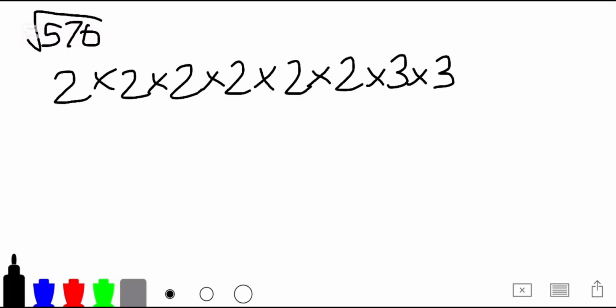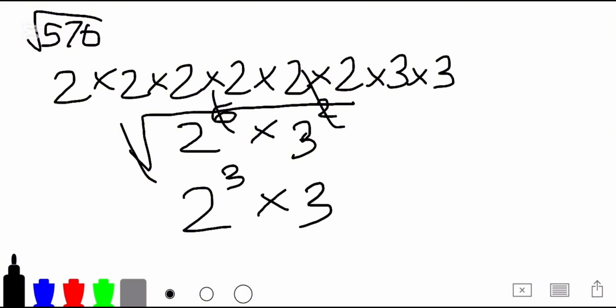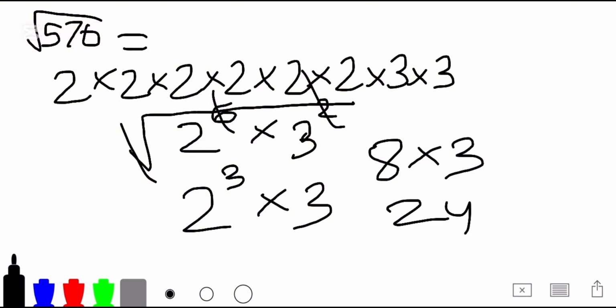And since we want this in power form, we're going to make this into 2 to the power of 6 times 3 to the power of 2. And what this allows us to do is to put a square root symbol over it, which can cancel these out, and we're left with 2 cubed times 3. 2 cubed equals 8, and we're left with 8 times 3, and so 8 times 3 is 24. So the square root of 576 is 24.